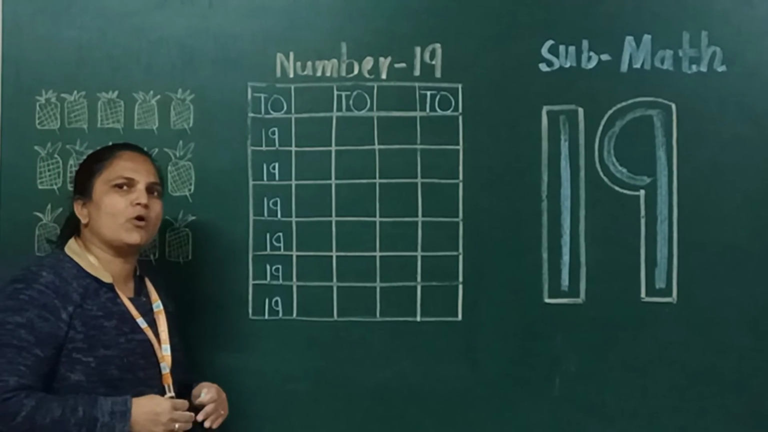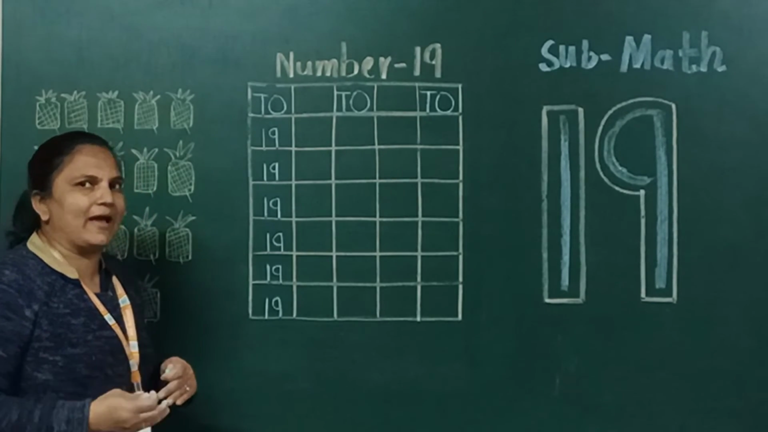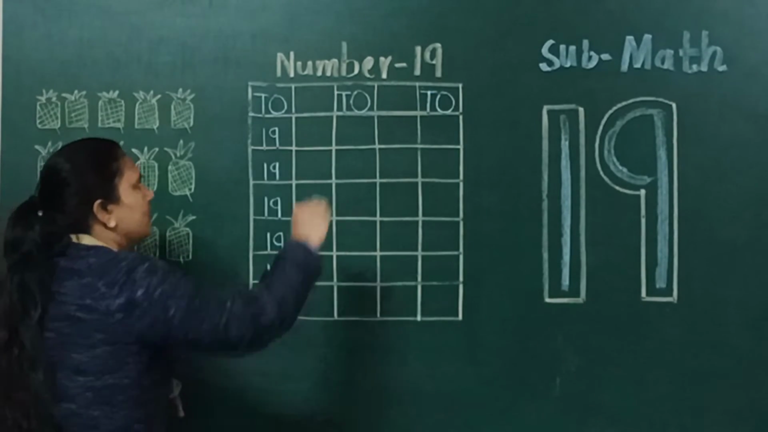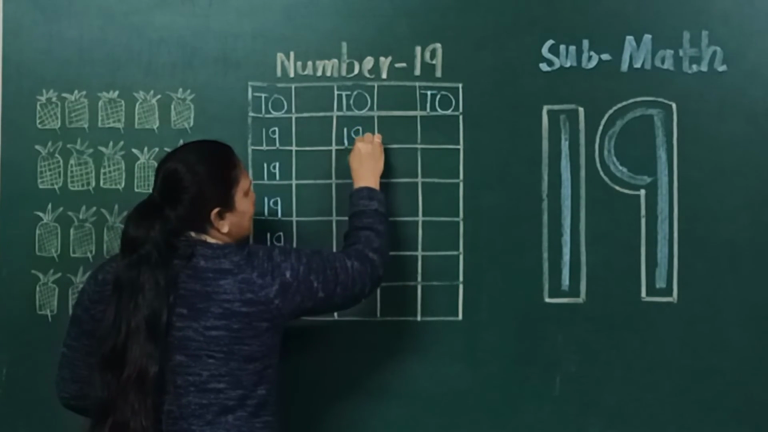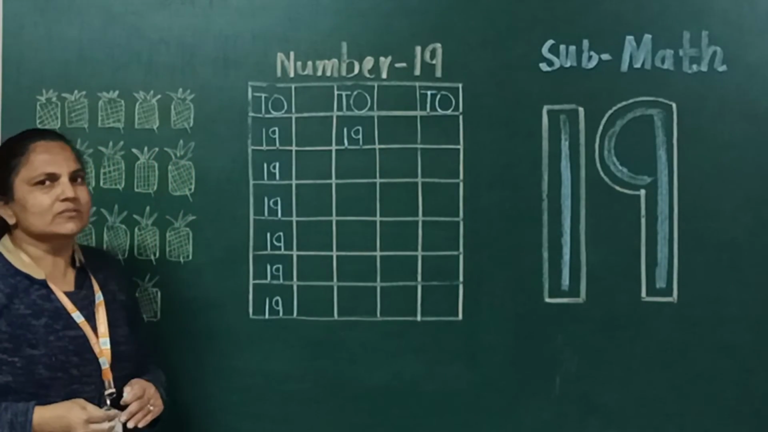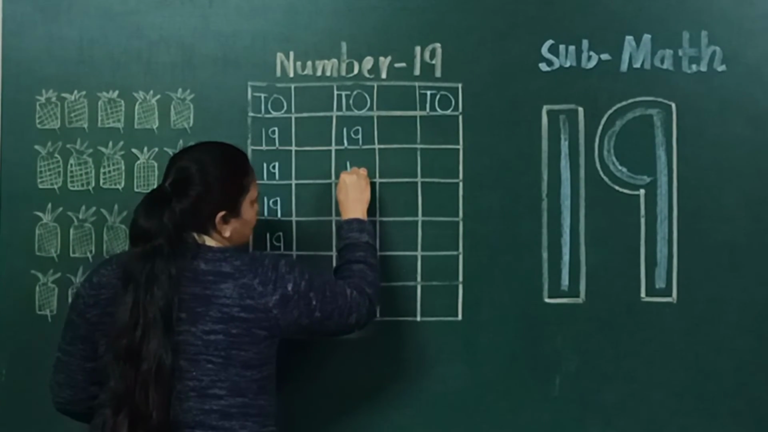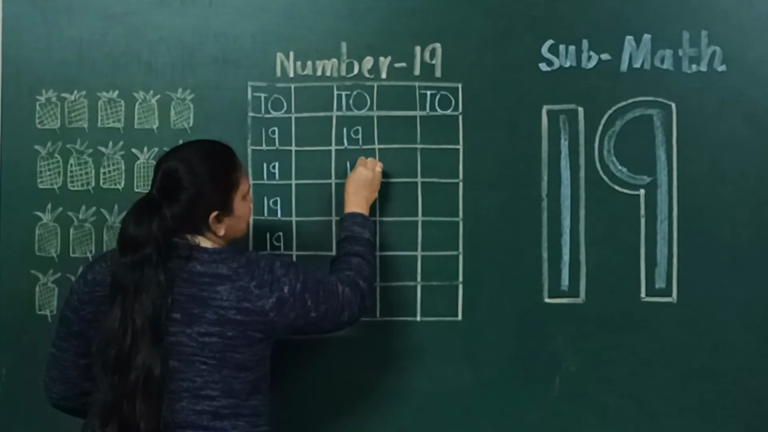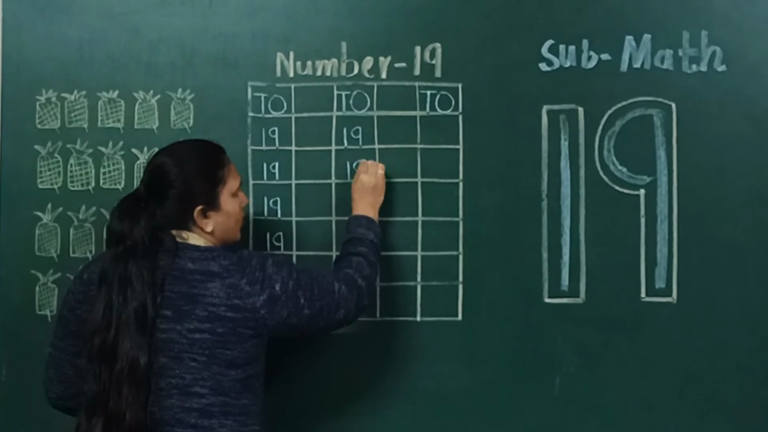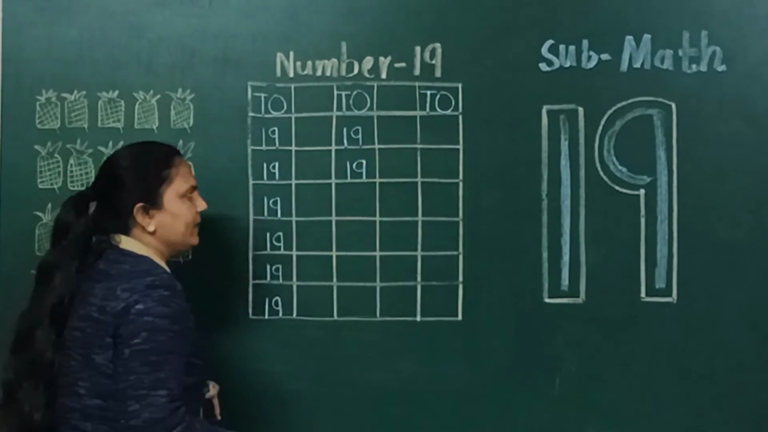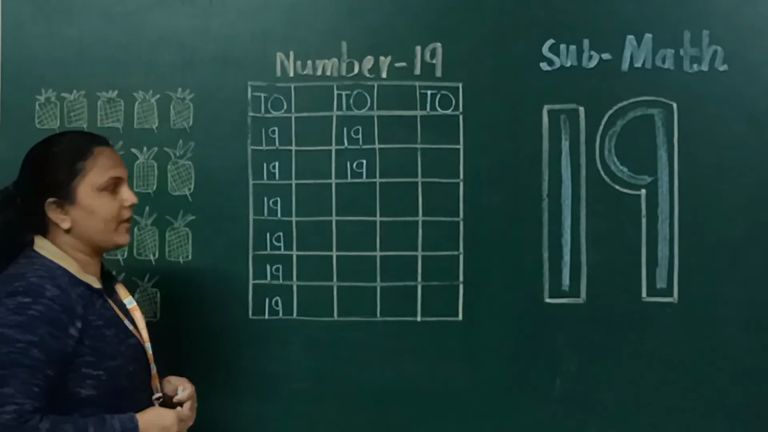Okay? Pehle aap kya bolte ho? 1. Okay? To pehle 1 likhoge and then 9. To aap baad mein 9 likhoge. 1 9, 19. Which number is this? 1 9 19. First put your pencil in this box and we write 1 and then we will write number 9. How to write number 9? So first we will do cup and then standing line. Okay? Already I taught you how to write number 9. So you got it. Okay?